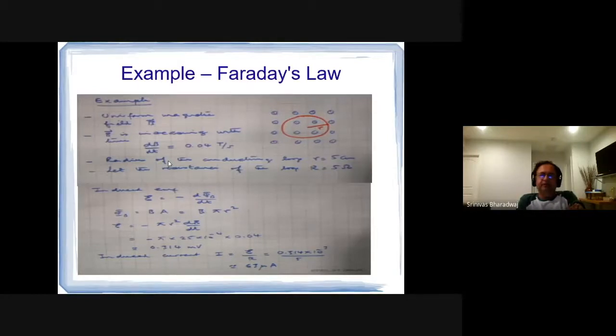And therefore you end up with 0.314 millivolts. If you produce an EMF of 0.314 millivolts, and the resistance is 5 ohms, then 0.314 millivolts divided by 5 ohms will be the current, 63 microamperes. Okay, so there you are.